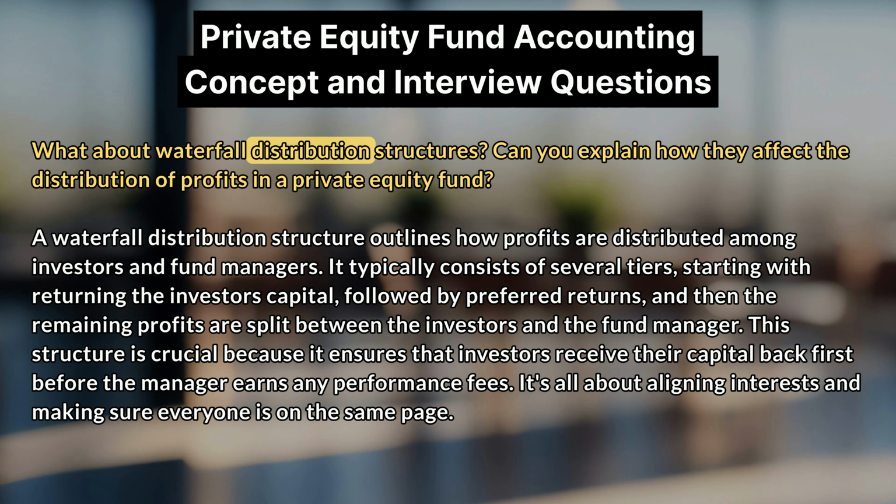What about waterfall distribution structures? Can you explain how they affect the distribution of profits in a private equity fund? Sure. A waterfall distribution structure outlines how profits are distributed among investors and fund managers. It typically consists of several tiers, starting with returning the investor's capital, followed by preferred returns, and then the remaining profits are split between the investors and the fund manager. This structure is crucial because it ensures that investors receive their capital back first before the manager earns any performance fees. It's all about aligning interests and making sure everyone is on the same page.